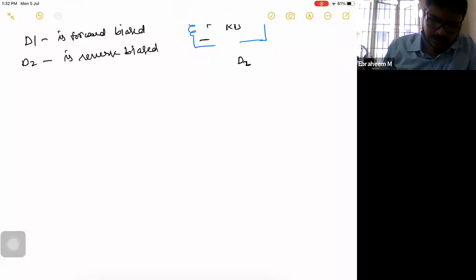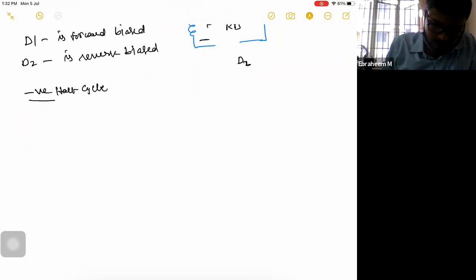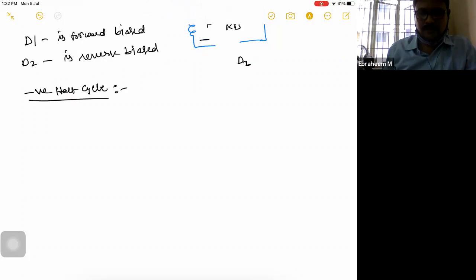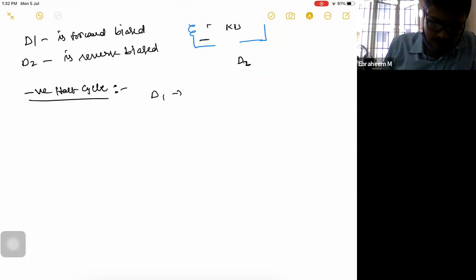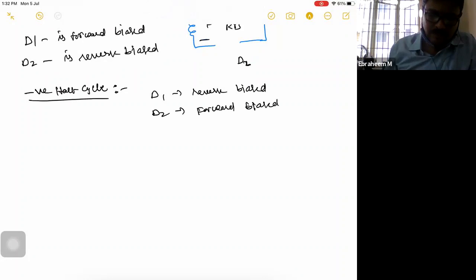Next, in the negative half cycle, you will have D1 reverse biased and D2 forward biased.